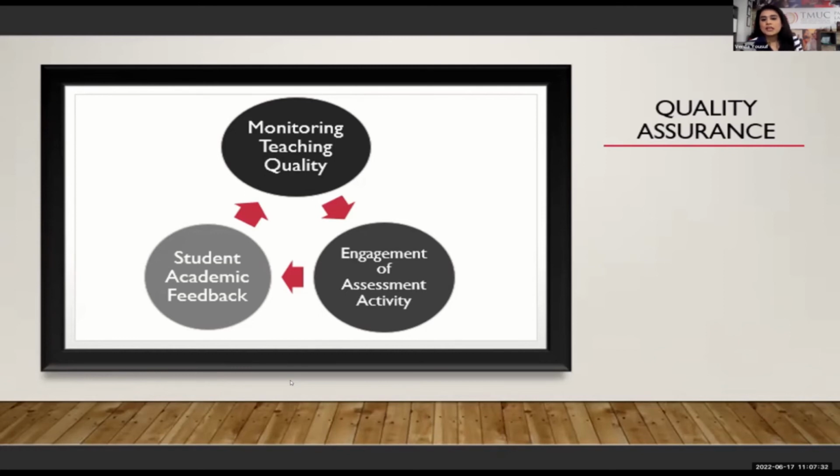Apart from that, engagement of assessment activity, of course, is important. Like we always talk about, the right assessment is the key to understanding the pace at which the child is learning. So that became another essential part. Moving on, student academic feedback was really important. So it's highly likely that feedback is always gained, because then we collaborate, we put our heads together and we decide as to how can we improve.